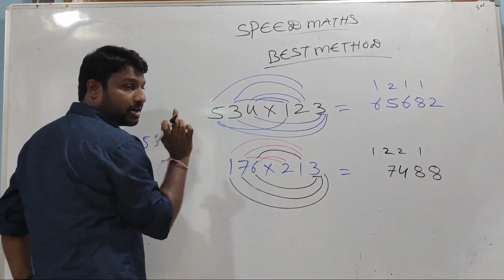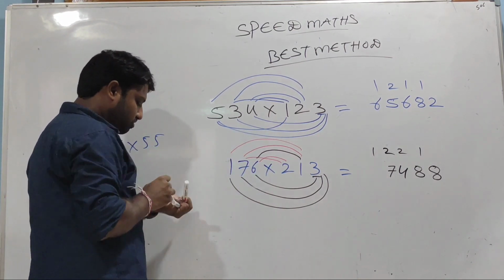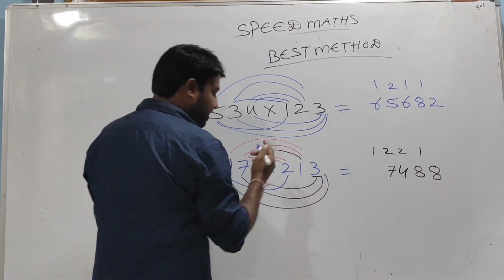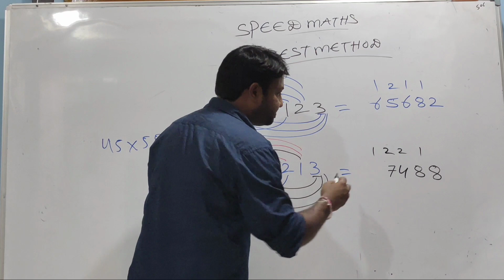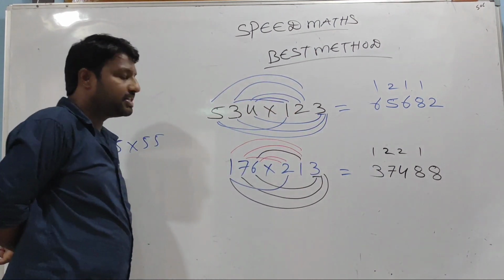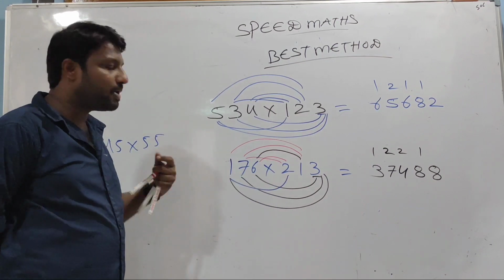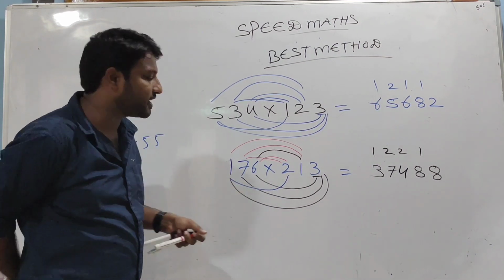Next, only the last digit is there. So I will multiply these two numbers. 1 2 is 2, plus 1 is 3. So write 3. In a single step you will get the answer, but you have to practice this method. It's a very effective method, but a little bit of confusion will be there. You have to practice. Keep on following.